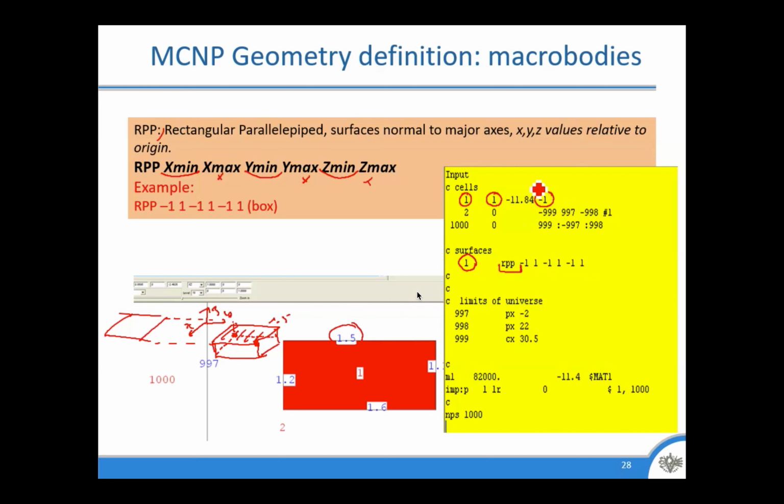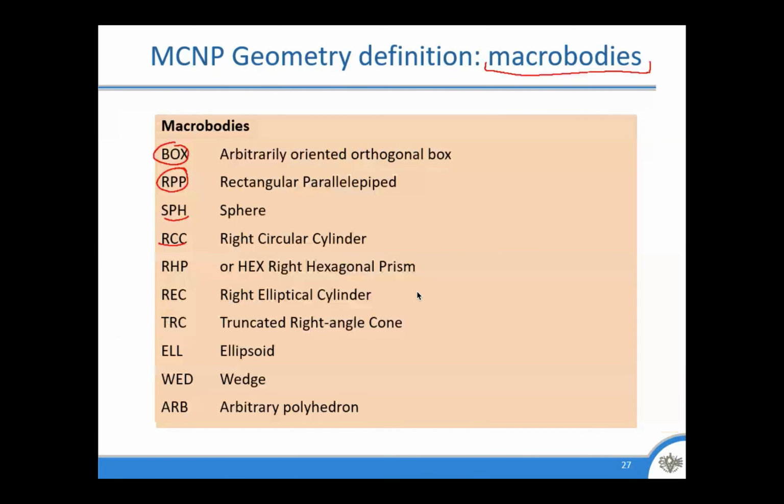So this is a way to define, it's another way to define a box, for instance. So this exists for other kinds of volume, as it is marked here.